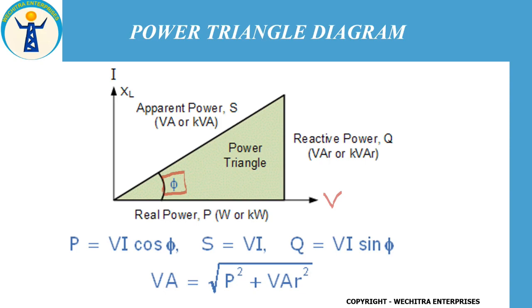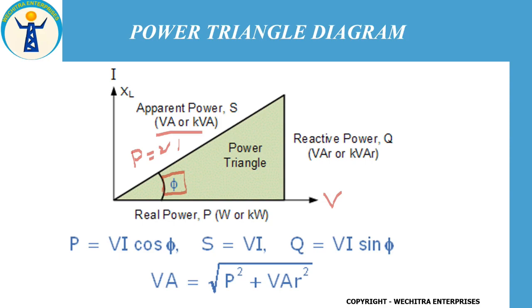Now in this power triangle, as we know that power equals VI, the apparent power is P equals VI, in VA.